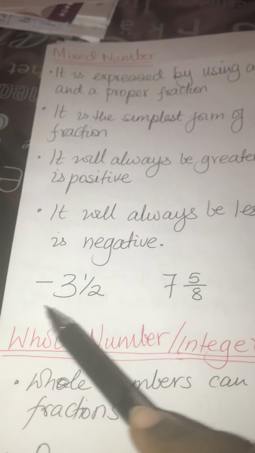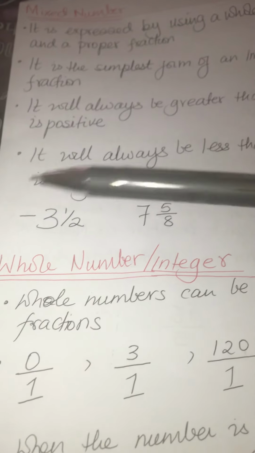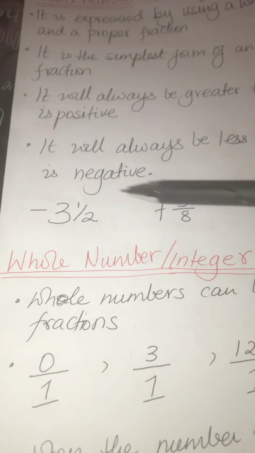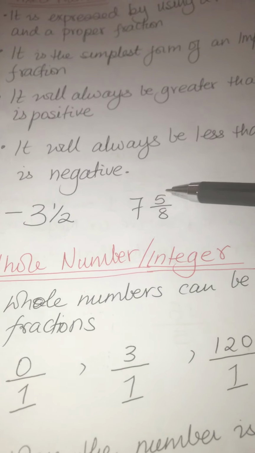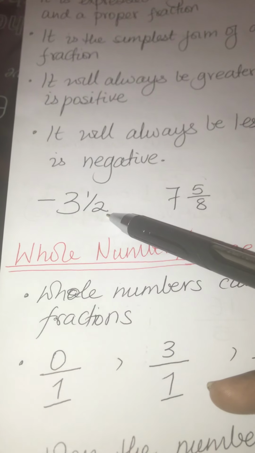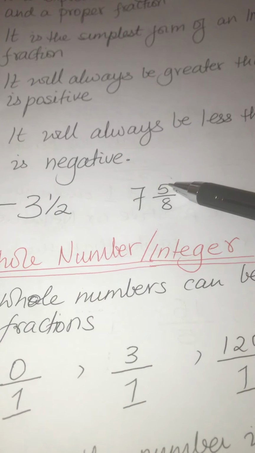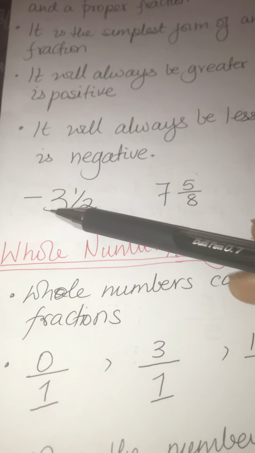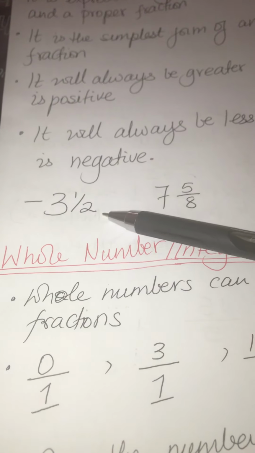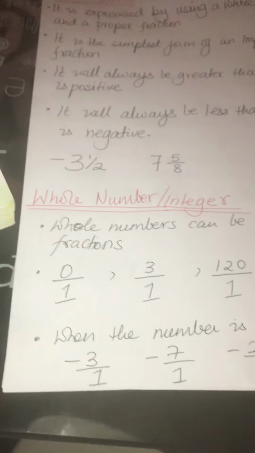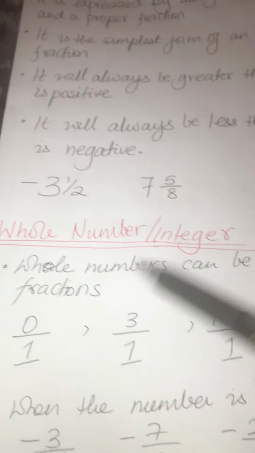So I gave you examples, a negative and a positive. You have a whole number and a proper fraction. This is negative 3 and 1/2. This is 7 and 5/8. That's how you read this. Negative 3 and 1/2, 7 and 5/8. Okay? So another example is a whole number.